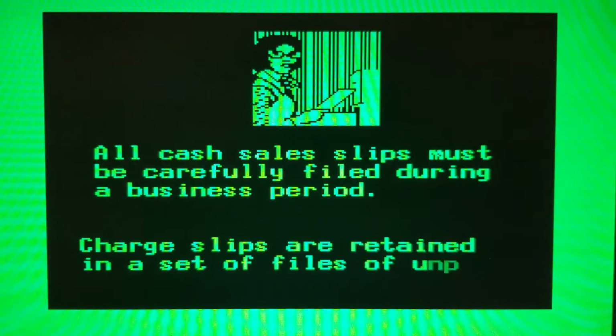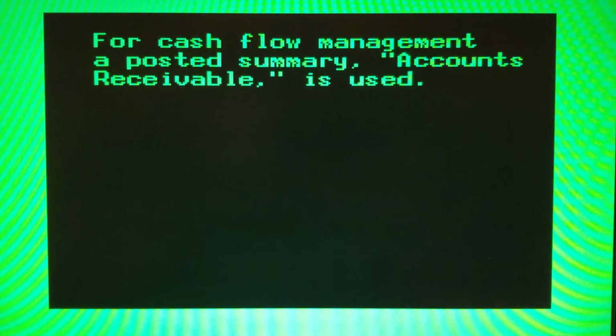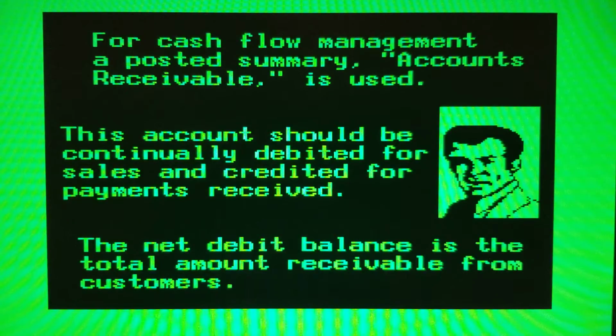All cash sales slips must be carefully filed during a business period. The charged sales slips, which amount to invoices to the customer requiring payment, are retained in a set of files of unpaid accounts. Cash flow management is often critical to a business, so a currently posted summary, the ledger account Accounts Receivable, is used. This account should be continually debited for sales and credited for payments received from customers. At any time, the net debit balance is the total amount receivable from customers.